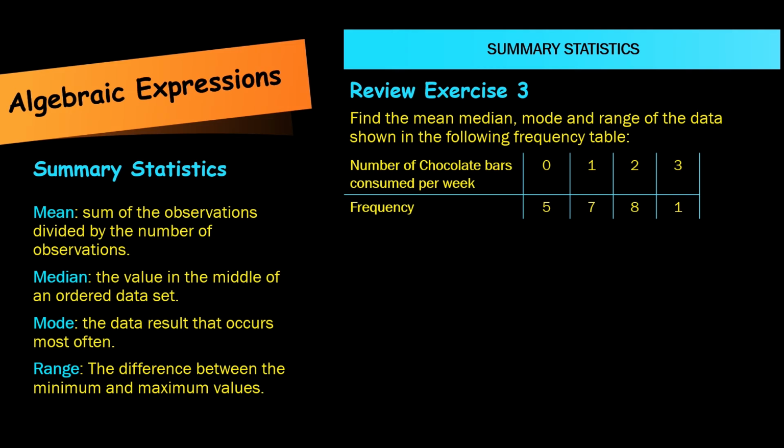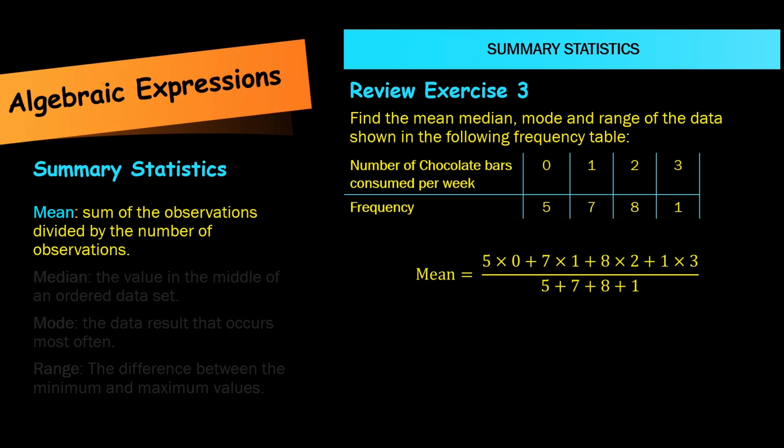So now let's have a go at review exercise 3. We are required to find the mean, median, mode and range of the data shown in the frequency table on your screen. We have the number of chocolate bars consumed per week, and we have the frequency of that number.